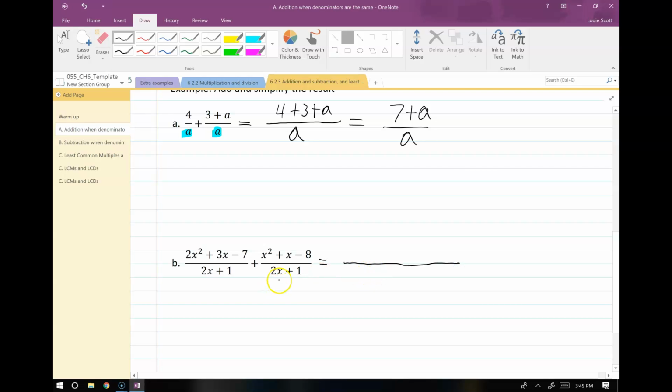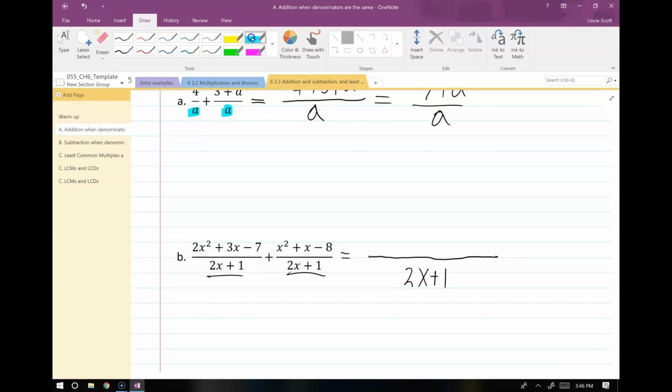And so I noticed my denominators already match. So I keep the same denominator, and then I add the numerators together. And so I can just see, if I add these together, I have 3x squared, and I have 3 plus 1, plain old x's.